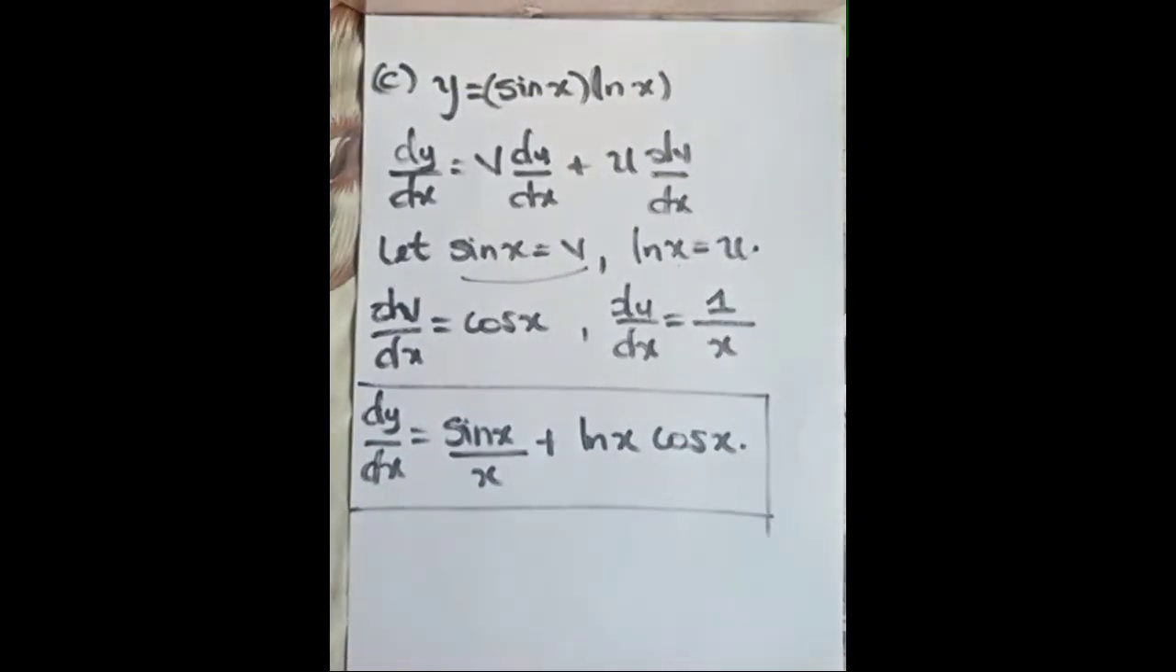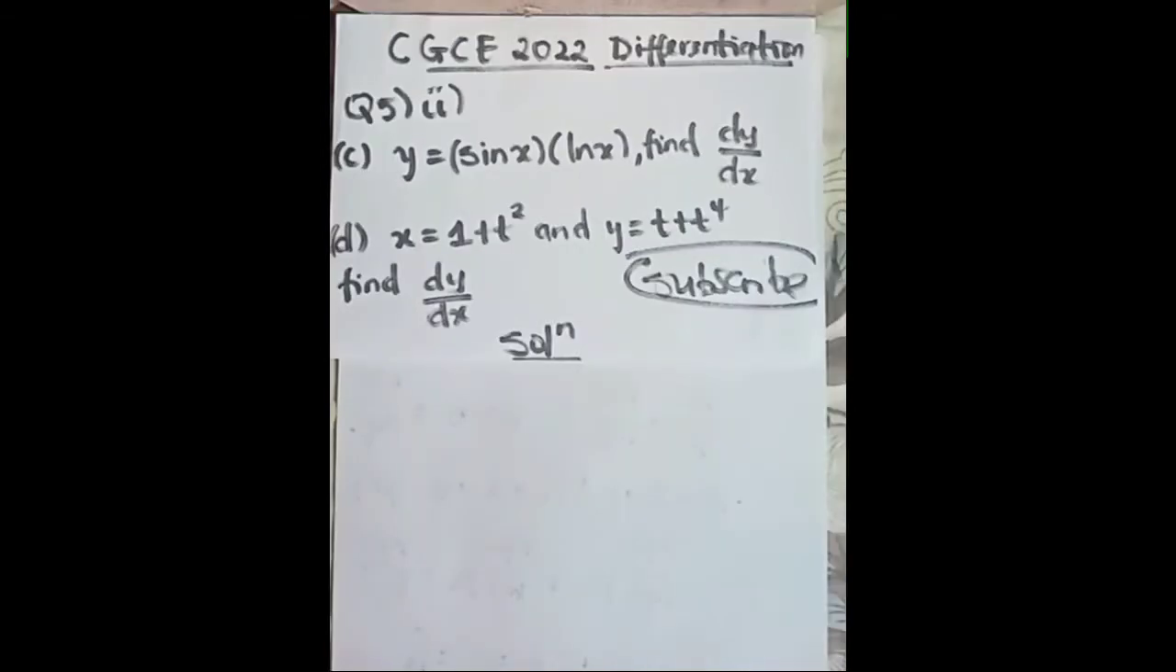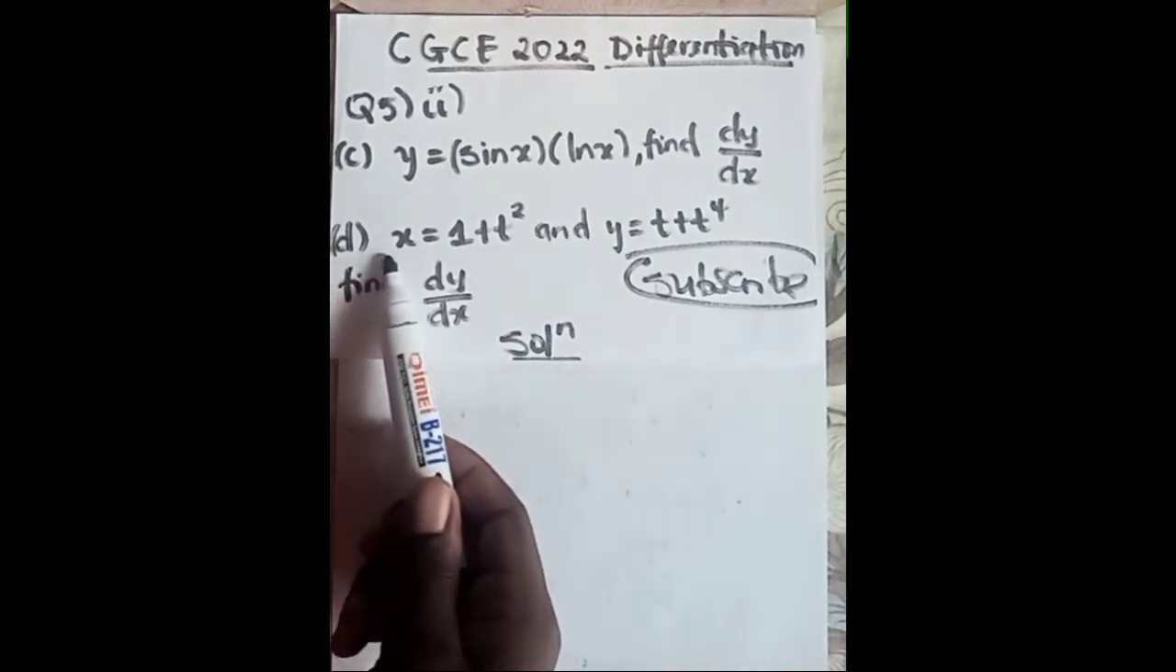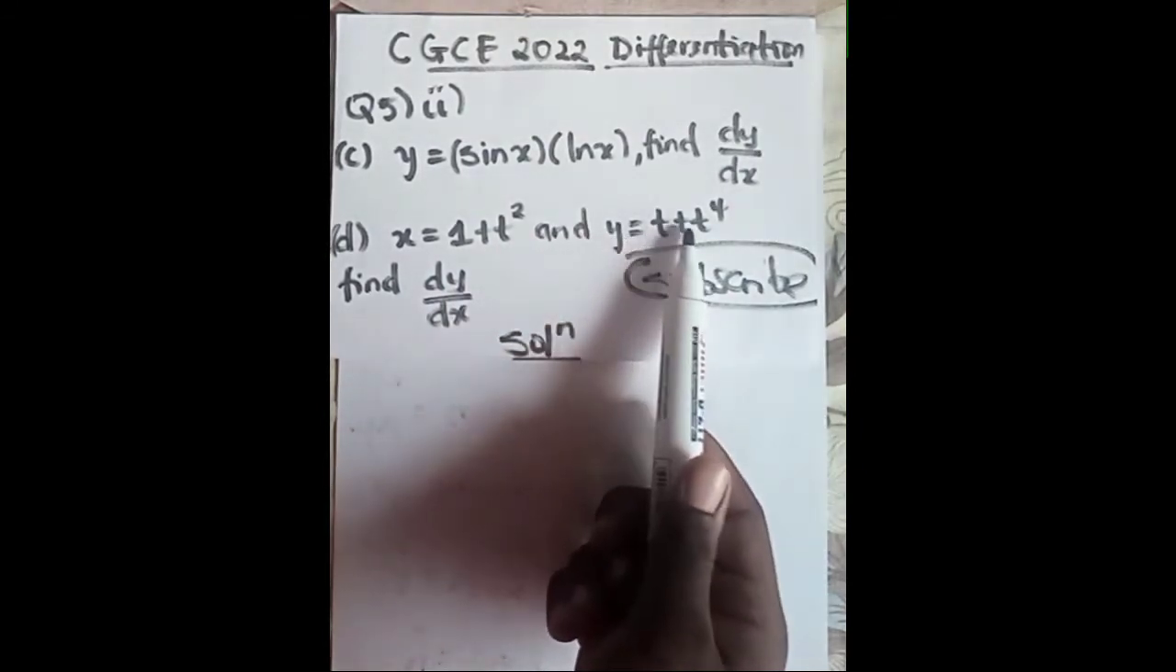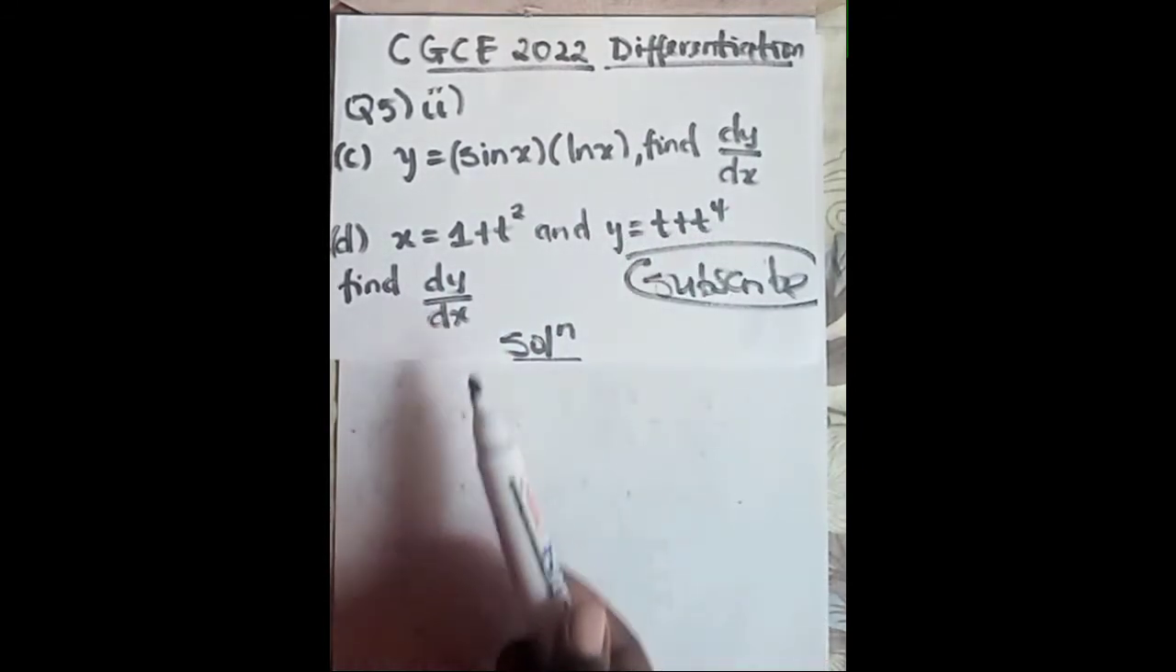As simple as that. So you guys just take your time and watch this video over and over to better understand it. Let's take the second question. So the second part of this says, let's say D says x equals 1 plus t squared and y equals t plus t to the 4. Find dy by dx. Good.